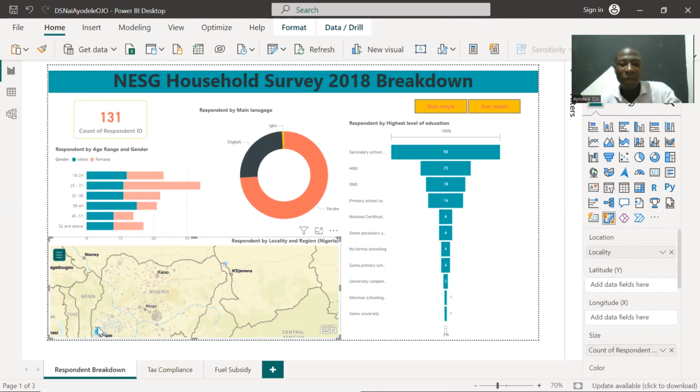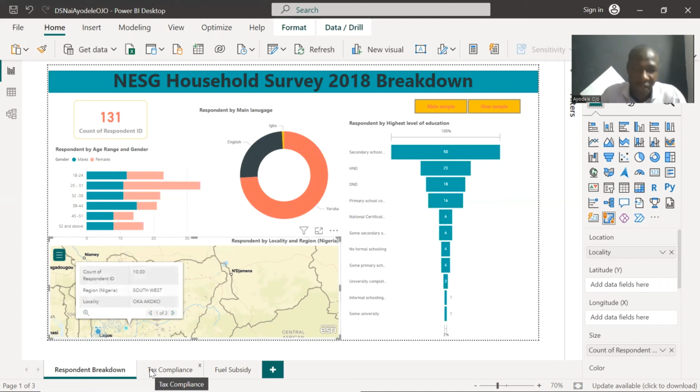Now observe that immediately I pick somewhere around Southwest, the main language spoken there was Yoruba. We can go on and on. Now, another thing about the data set, because it's actually talking about the living condition of Nigeria. So we have a lot of data we're given. One thing I just did was to also look at the tax compliance. So let me just go there straight up.